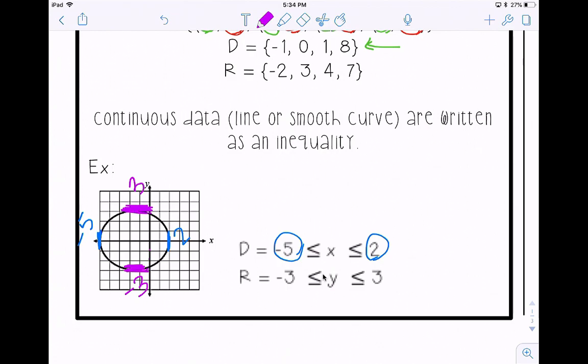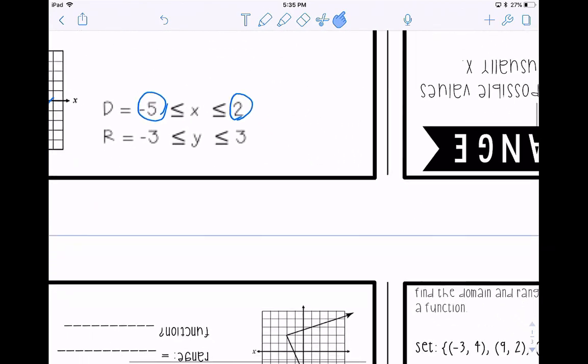So this says y is greater than or equal to negative 3, so above negative 3, but less than or equal to positive 3, so below that. So again, you want to think of it as above this, but below that. And the same thing on the x's. It was above negative 5, but less than 2. All right, so let's look at the next page.